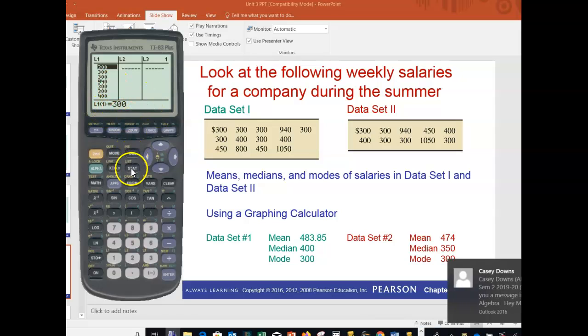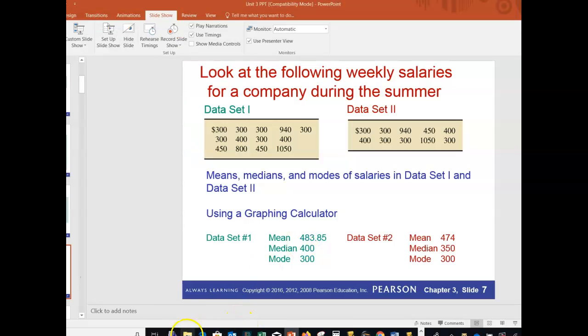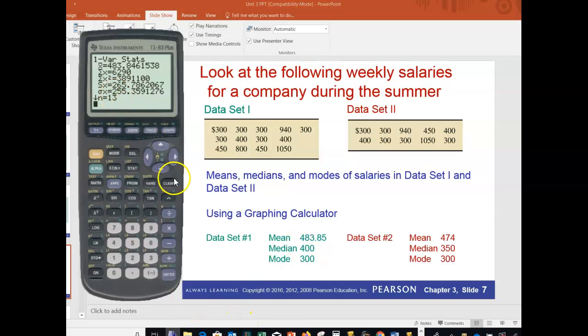And then what I'm going to do is go to Stat and Calculate, and I'm going to go to one variable stats. And if I click Enter, and enter again, it'll tell me several things that I want to know. And first of all, the X bar, that's the average, 483.85. That's what we have down here. Okay. I also have the median value. So if I scroll down here, the median is 400, and you can see that's right here.